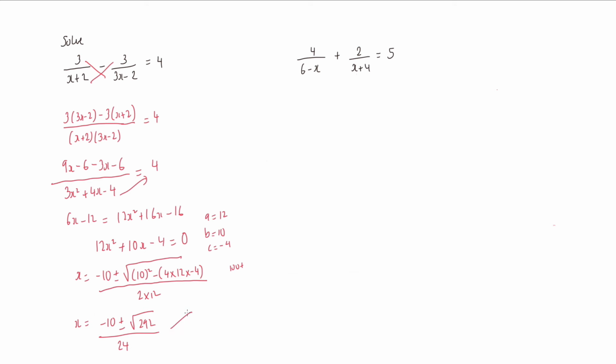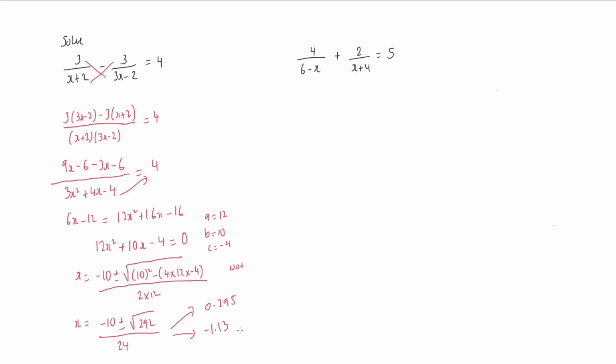So now your 2 answers that you should have got: minus 10 plus square root 292 divided by 24, so that should have given you 0.295 as one answer. And then the other one would be minus 10 minus square root 292 divided by 24, so that should give minus 1.13. Yeah, and that's the 2 answers that you should have got.